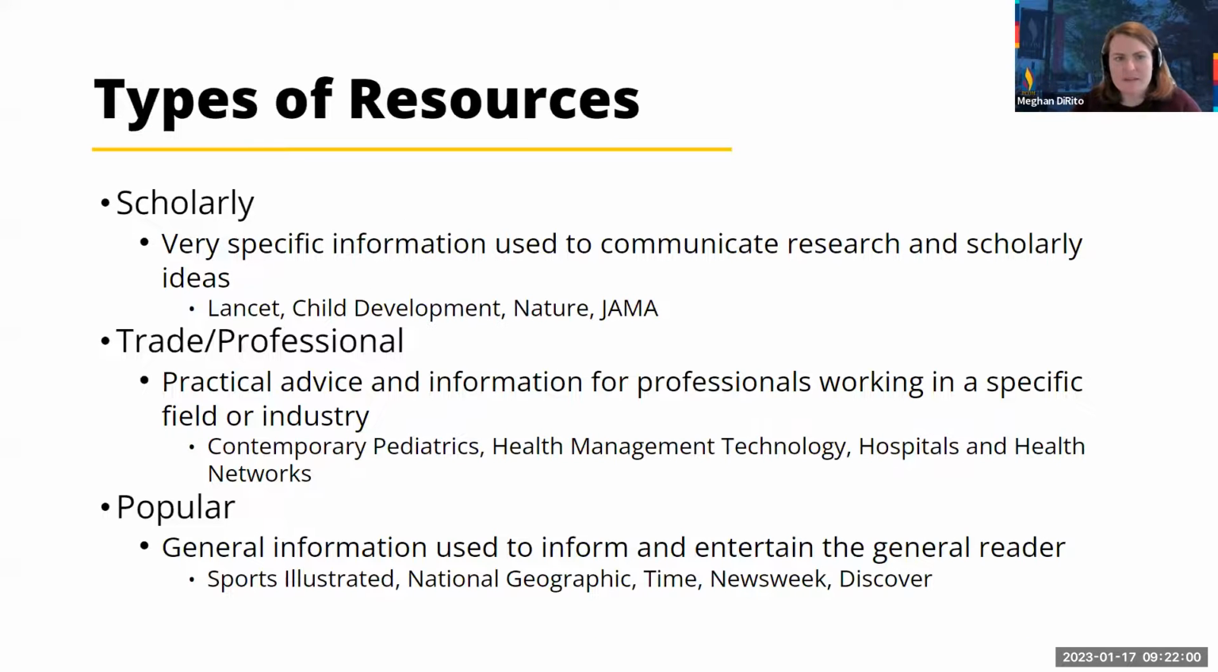Keep in mind also that there are 3 types of resources. You have your scholarly, trade and professional, and you have your popular journal. Each of these are very different types of journals with different scopes and what they are trying to cover and for whom. You can see examples of scholarly journals include things like JAMA, Lancet. Trade and professionals are things like Contemporary Pediatrics, Health Management Technology. And examples of popular journals are things like Sports Illustrated, National Geographic, etc.